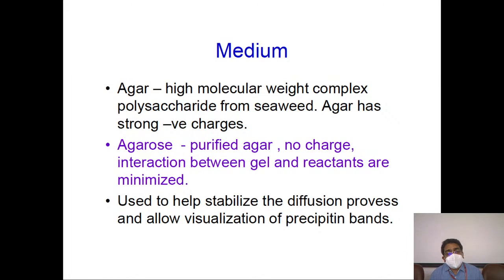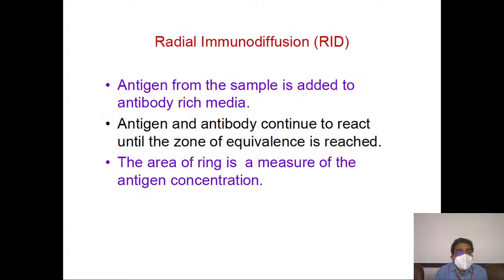Basically, the medium which we use is agar, which was used earlier, but now we use agarose. Agar is a high molecular weight complex polysaccharide from seaweed. Agar has a strong negative charge, so that's why it's not an ideal thing to use. Agarose is a purified agar that has no charge, so there is no interaction between gel and the reactants, and reactions are minimized. It helps stabilize the diffusion process and allows visualization of precipitin bands.